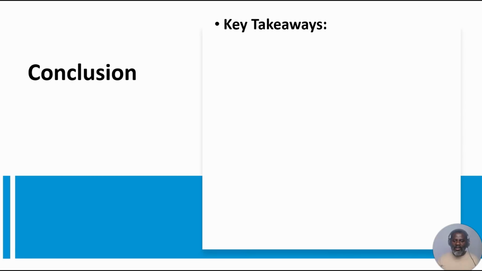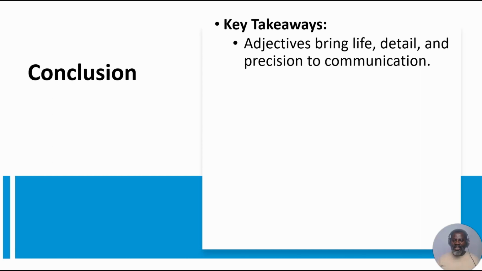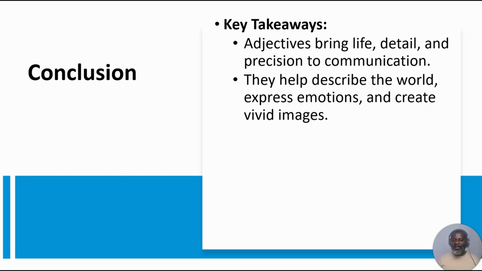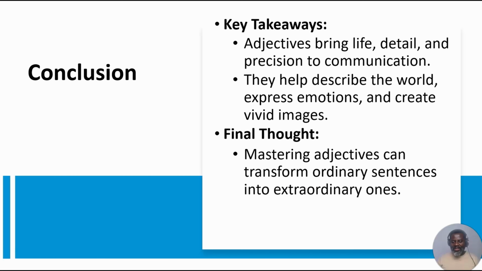In conclusion, let's look at the key takeaways of the lesson. Adjectives bring life, detail, and precision to communication, but you need to know how to use them and the order in which they should come. Adjectives help describe the world, express emotions, and create vivid images. My final thought is, once we know how to use adjectives appropriately, we are going to transform ordinary sentences into extraordinary ones. So this is where the lesson ends.